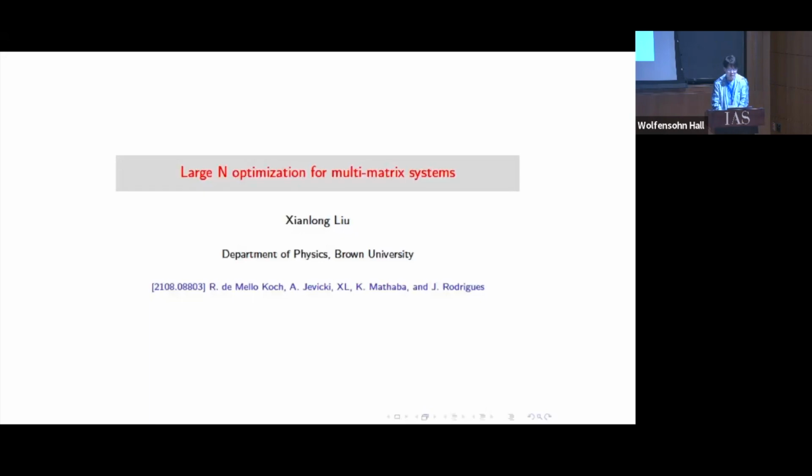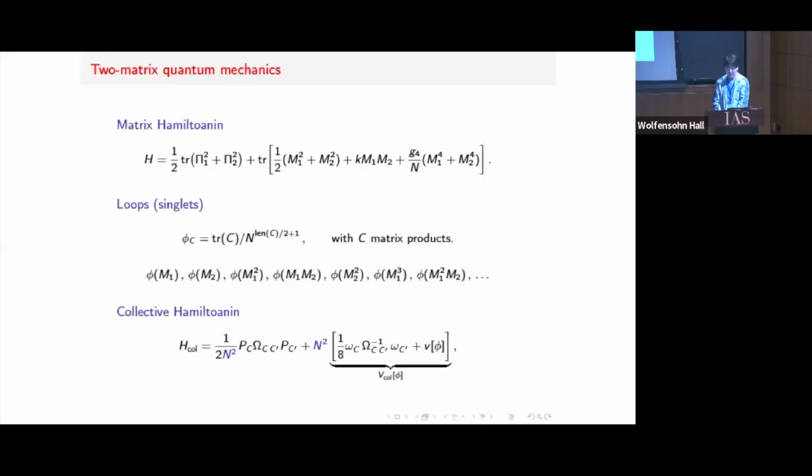Hello, everyone. So today I will talk about large N optimizations for multi-matrix systems, which is based on part of this paper written with my advisor and collaborators. So let us start from this very simple and basic two-matrix quantum mechanical problem, with M1 and M2 being two N by N Hermitian matrices. And this Hamiltonian is U(N) invariant, and the singlets, which we also call loops, are simply the traces of matrix products. And here are some very simple examples, and there are infinitely many of them.